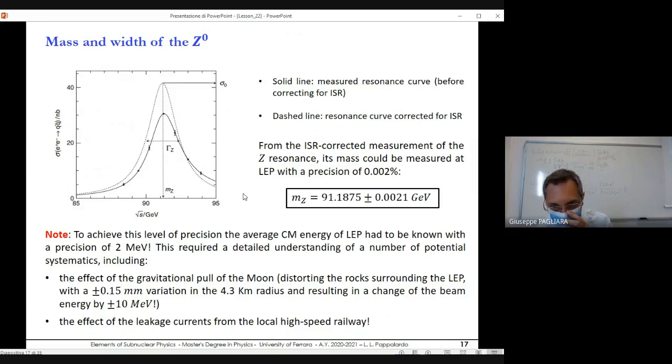But the gravitational pull of the moon was enough to distort the rocks surrounding the LEP by something like 0.15 millimeters over 4.3 kilometers, and this was enough to generate a shift in energy by plus or minus 10 MeV. So they had to take into account this. And then there was another nasty effect that was very hard to understand at the end. Every day at a certain time, there was a shift in the energy in the machine. And it took a lot of time to understand that this was the leakage current from the railway. There was a high-speed train passing through Geneva that was dispersing energy into the ground. And this was at the end affecting the dynamics of the machine, and so the energy.